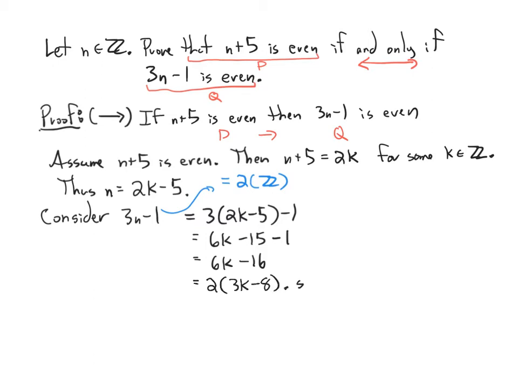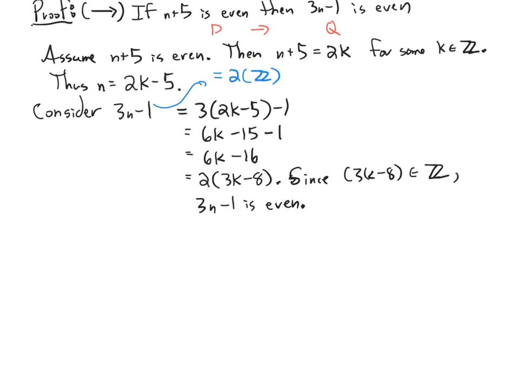And since 3k minus 8 is an integer, we're just subtracting and multiplying integers, that gives us an integer. So since that is an integer, we have that 3n minus 1 is even. So we've done the first direction.